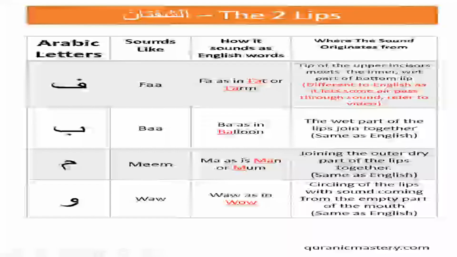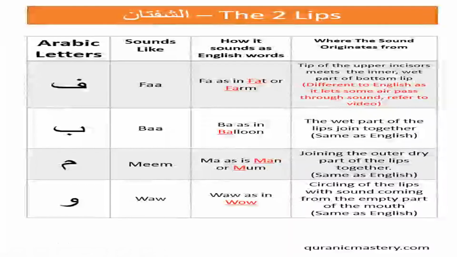Alhamdulillah wa salatu wa salam ala rasulillah. So far we have gone through many letters, areas of articulation, makharij, and we've done the al-jawf, which is the mad letters. We have done the huruf al-halqi, which are the throat letters.